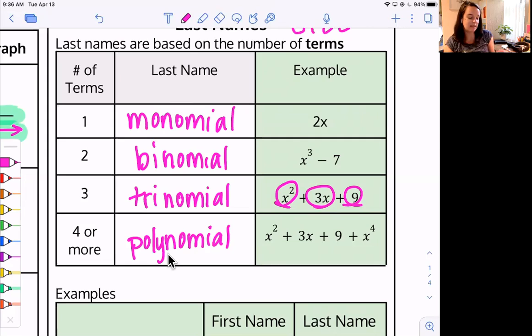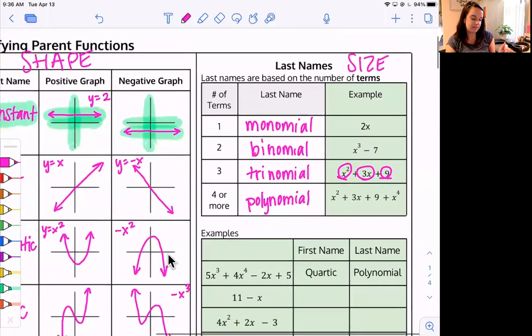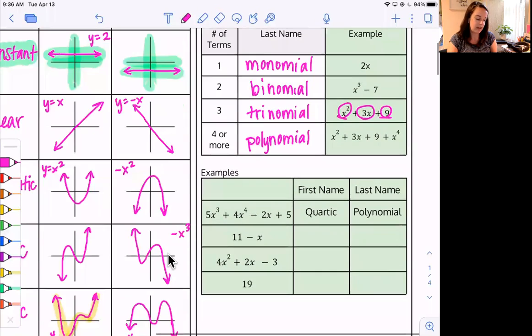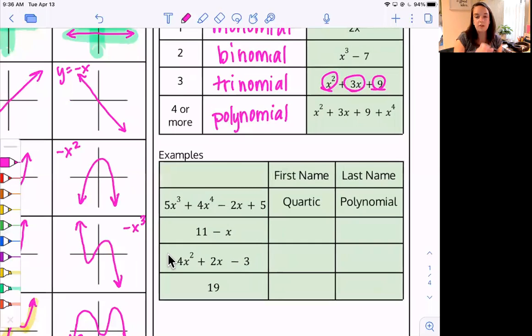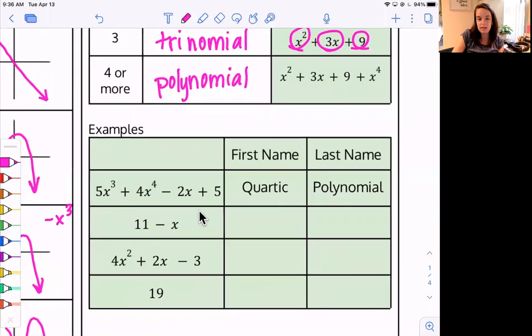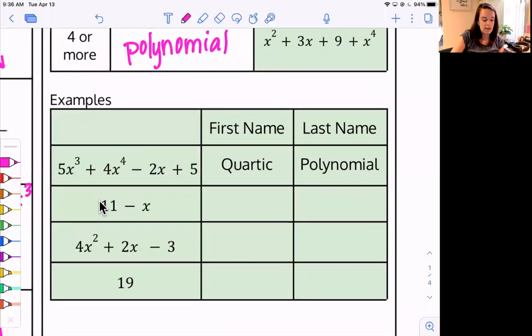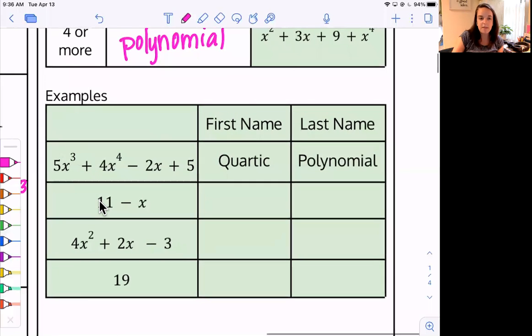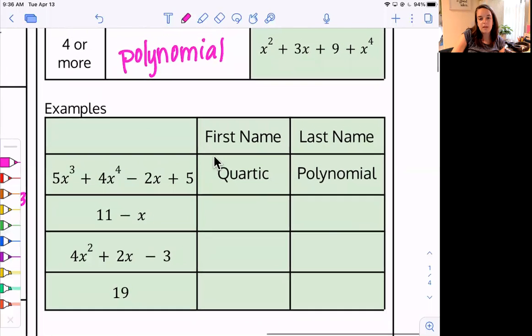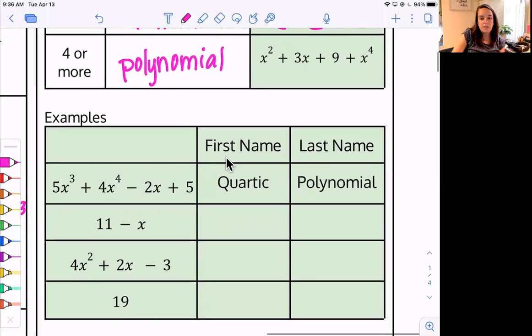Okay, let's try naming some. Let's give them first names and last names. All right, here's my first example. You don't need to write any of this down. I just want you to hang out with me, answer my questions. Get ready to chat. All right, so for this first one, I first look for the degree.